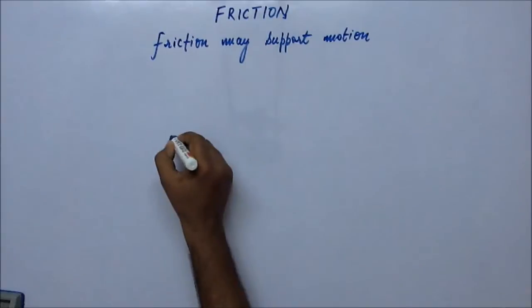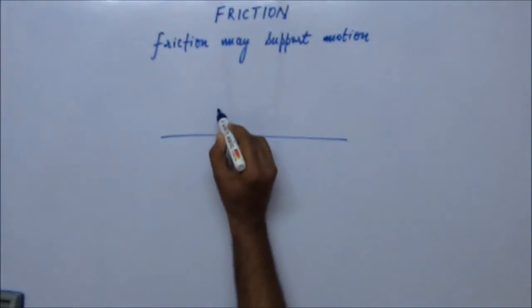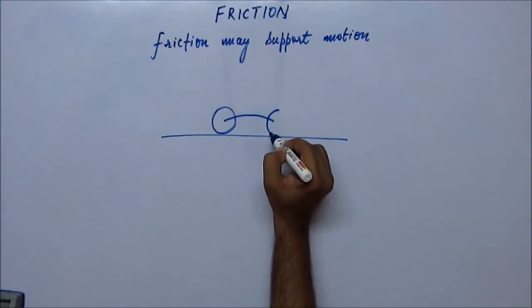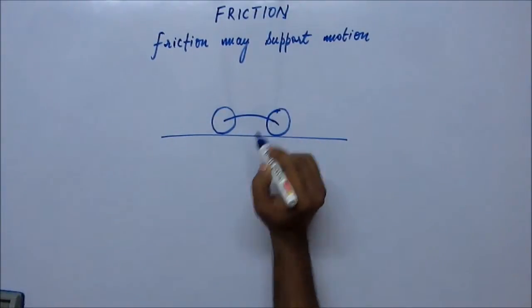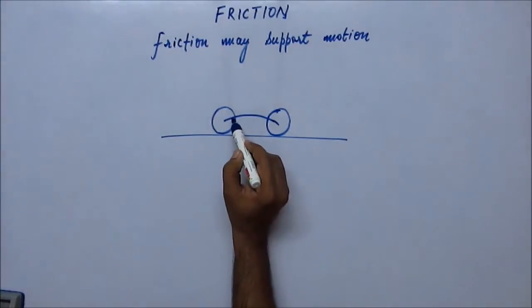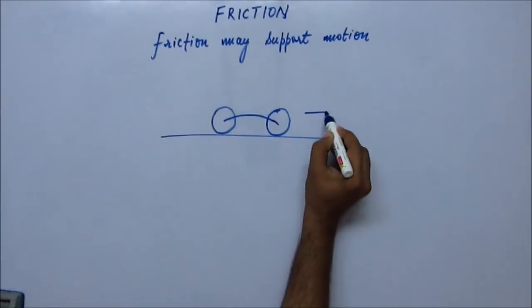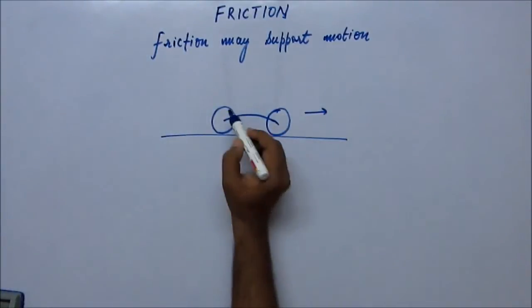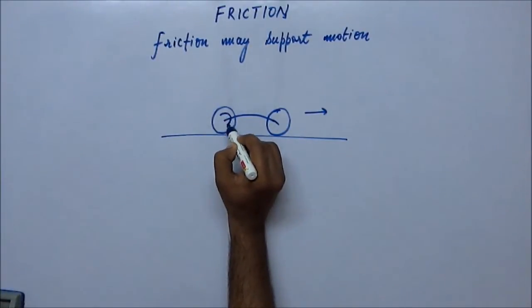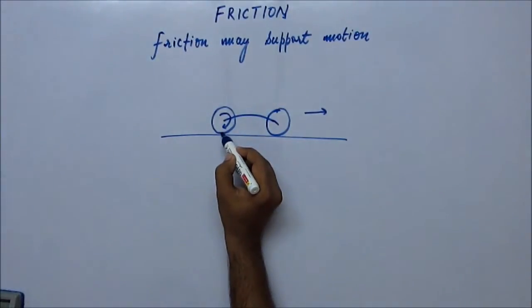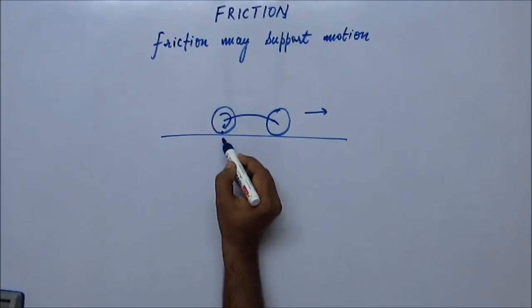Okay, let's look at another example. When we are riding a bicycle and we pedal, we move the rear wheel. Suppose we are riding it in this direction, then the rear wheel will be moving clockwise. Now at this point, if you see this, the lower end of the wheel has a tendency of going towards left, so friction acts towards right.